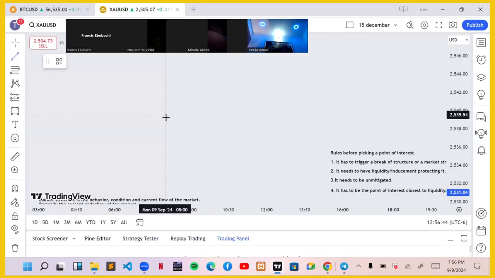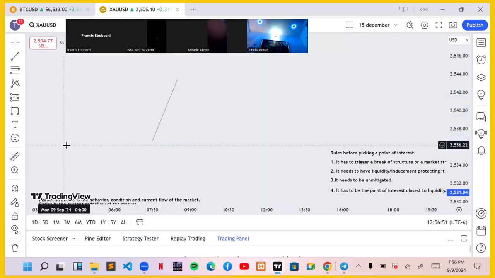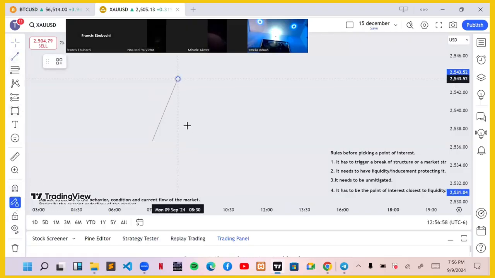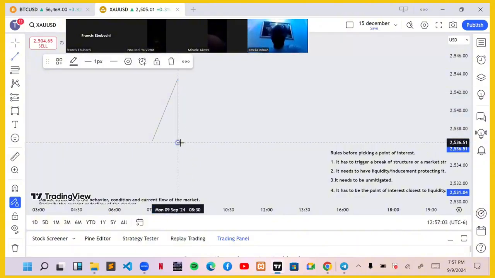Now let's say the market was on a downtrend before. Let's say the market was making, I was in this for example. So this is a resistance level. The market is doing this: higher highs, higher lows, higher highs.